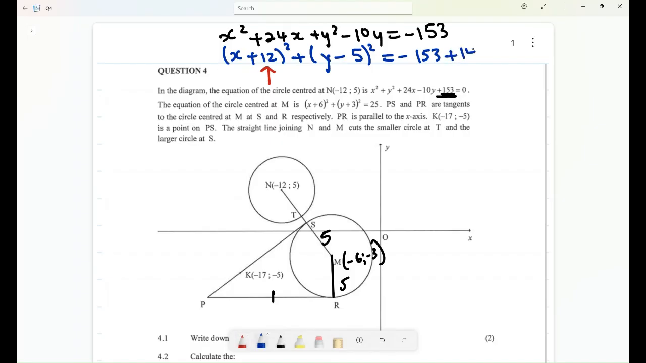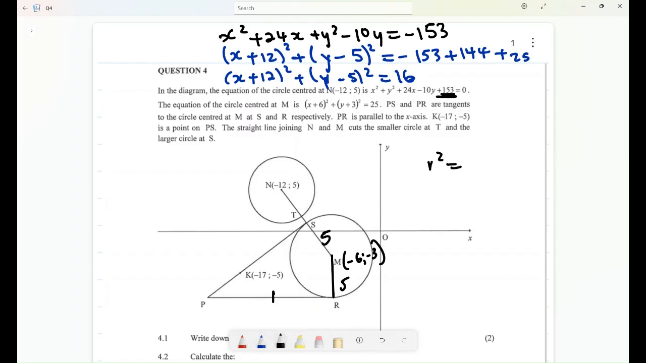You just add it on the other side, plus a negative 5 squared, it is 25. You just add it on this side also, 25, like that. Then now you simplify your algebra, you get something like (x plus 12) squared plus, do not simplify this, (y minus 5) squared, it is equal to, when you simplify this, it is 16. Therefore this is your r squared.